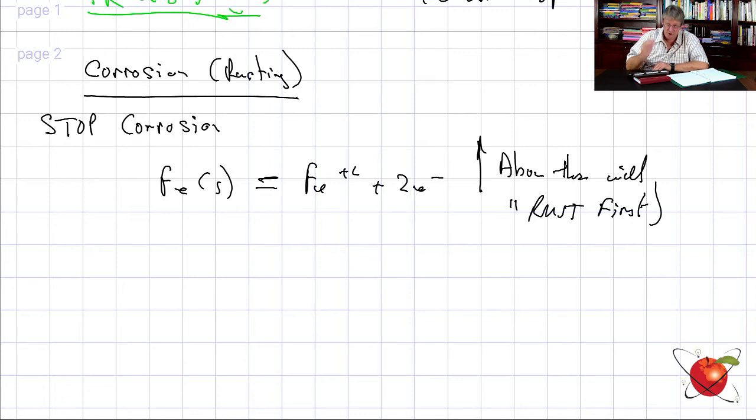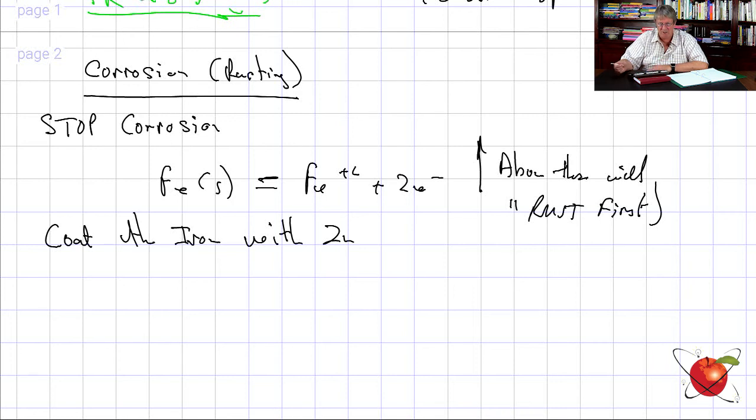So what we could do is coat the iron with, say, zinc, because zinc is going to rust before the iron. It's higher up on the table, isn't it? It reacts with the cathode before the iron will, so it will rust first. Magnesium, aluminium, zinc are above. So we can also use magnesium and aluminium. These are all above.